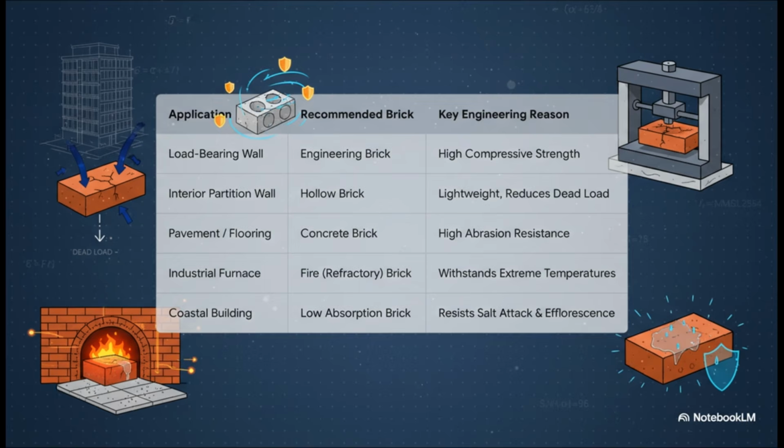For a pavement, you need something tough that resists wear, so a concrete brick is a great option. For an industrial furnace, you need a specialized fire brick, a refractory brick that can handle insane temperatures. And if you're building near the coast, the number one priority is resisting salt and water, so you must choose a brick with very low absorption to prevent efflorescence and decay.